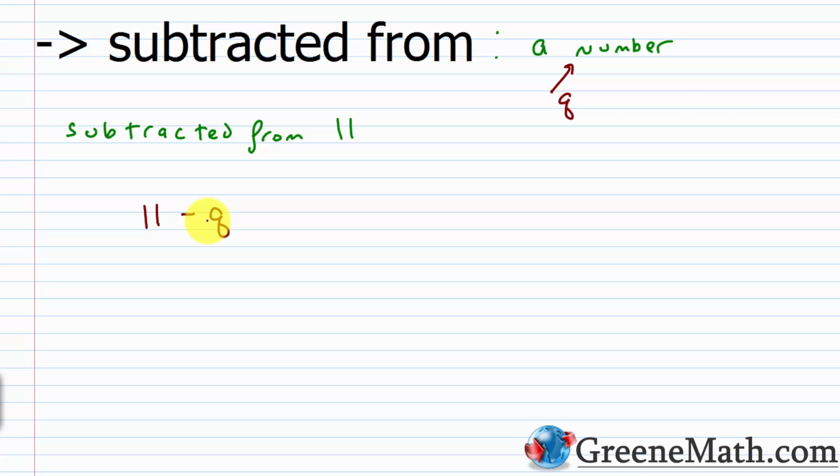And again, this is one of those ones where it's very easy to make a mistake. If you put q minus 11, again, that's not going to be right. You need to make sure that you translate this as q subtracted from, this is the key thing here. It's subtracted from 11. So that means I have 11, and then I'm subtracting away q.